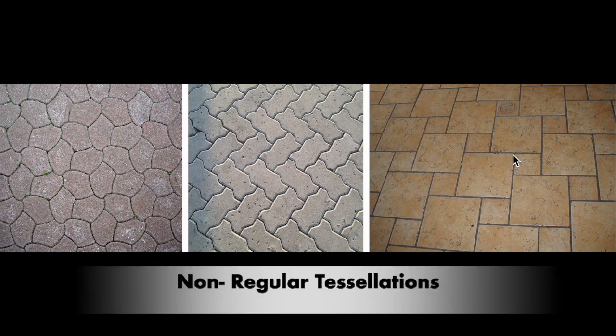In all 3 patterns, some of the vertices lie along the edge of an adjacent tile, and the shapes cannot be reflected along an edge to maintain the pattern. Hence, these tiling patterns are called non-regular tessellations.